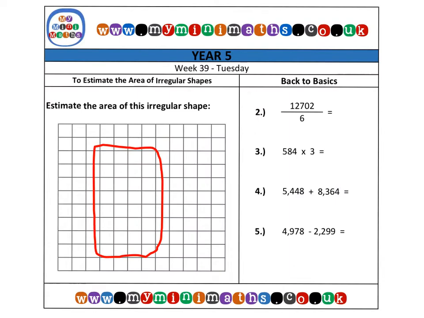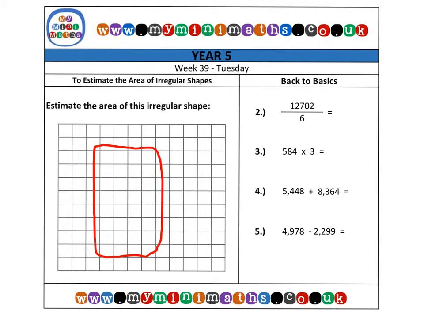And today we're going to be looking at how to estimate the area of irregular shapes. Now I'm sure in the past you've had lots of practice on calculating the area, so the space inside a normal shape, a square, rectangle, for example. But obviously, as we can see here, we have sort of a squiggly shape, so it's what we call irregular.